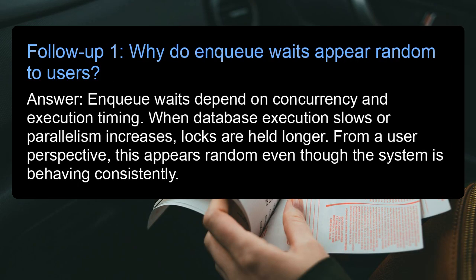Follow-up 1. Why do NQ waits appear random to users? Answer: NQ waits depend on concurrency and execution timing. When database execution slows or parallelism increases, locks are held longer. From a user perspective, this appears random even though the system is behaving consistently.